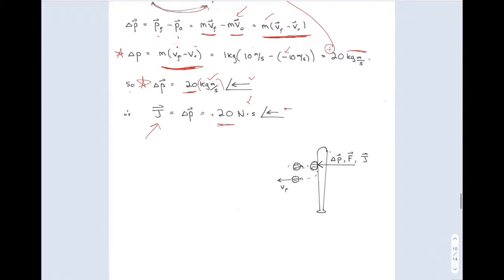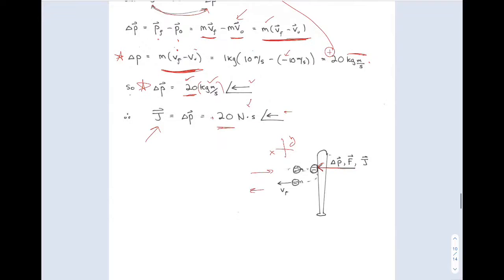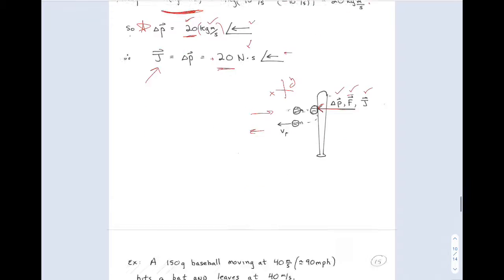So look at this picture. Ball comes in to the right, goes out to the left. So the change in momentum is a positive number, points to the left. So this arrow here, the one that points to the left, that was my positive direction. That arrow indicates the change of momentum of the ball, indicates the average force exerted by the bat, and it also indicates the impulse that the bat delivered to the ball.